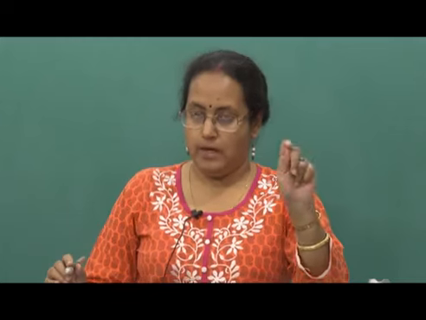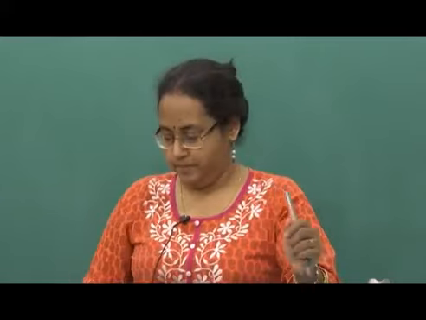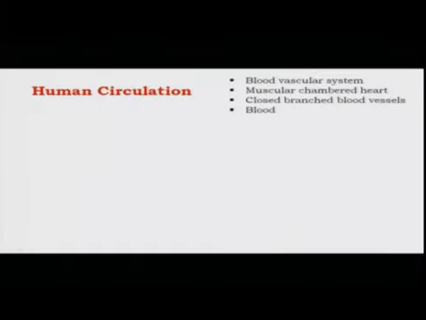4-chambered heart. Now that we have an idea about the different kinds of circulatory systems that are present in all the vertebrate species, let us focus on the circulatory system and the heart of human beings. So, human circulation has certain characteristics. It is also known as the blood vascular system. It has a muscular chambered heart which is present in all vertebrates, and it has a closed branched blood vessel system to carry the blood, which as you see is also common to all vertebrates.